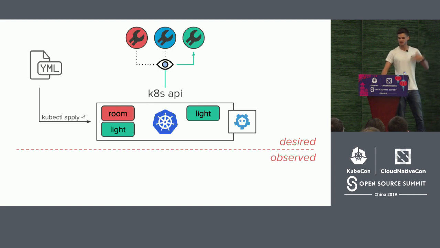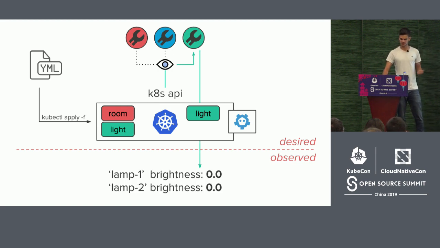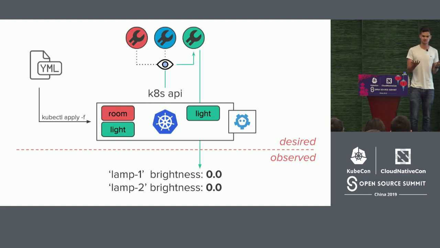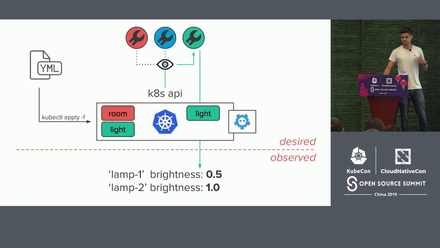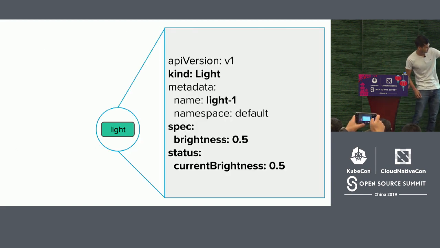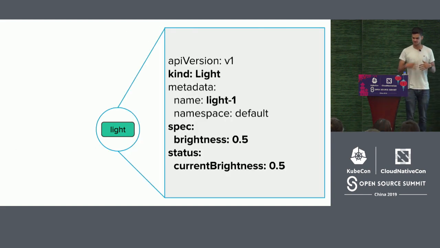So the lights controller then would go and look at the actual state of the world, go and talk to the LED bulbs wherever they are, notice that they are not on, turn them on, and then update the status in the Kubernetes API. So you can see here at the bottom, it's set the status to reflect the spec, because it has successfully reconciled the desired state, and now the observed state matches.